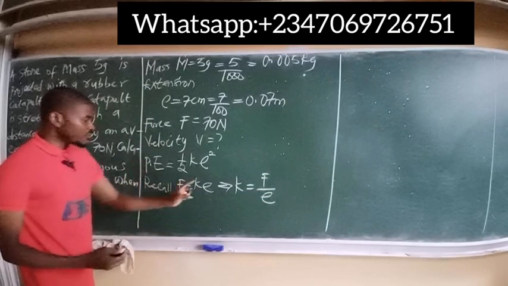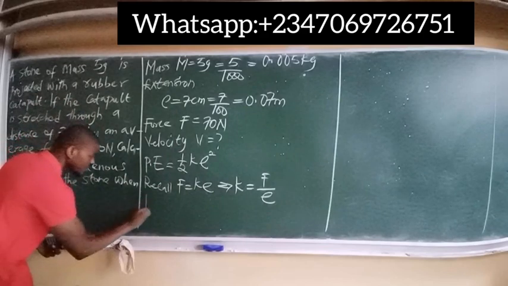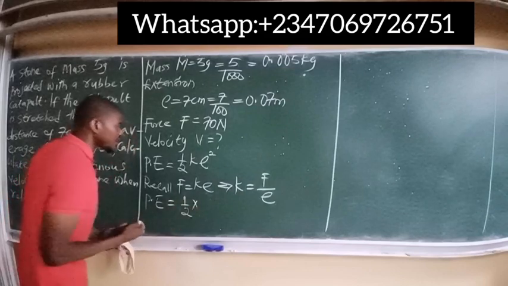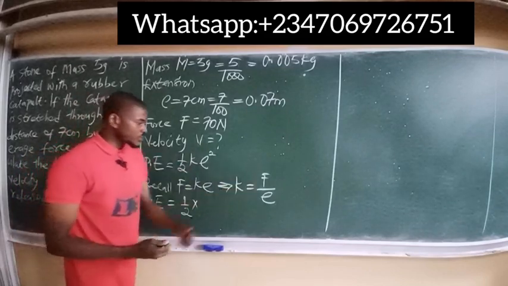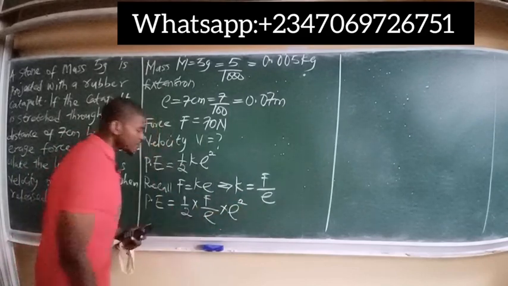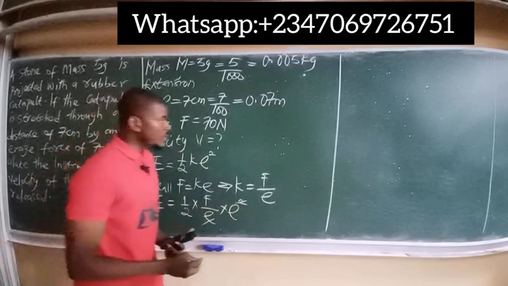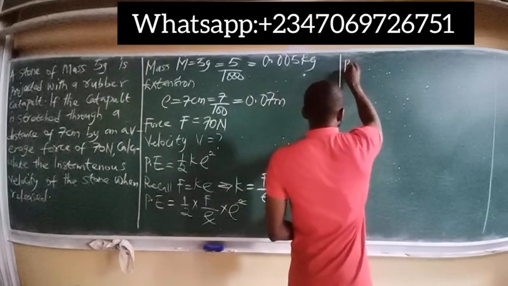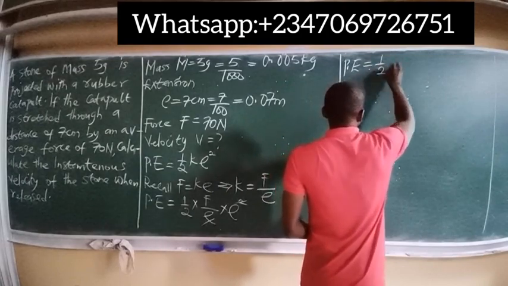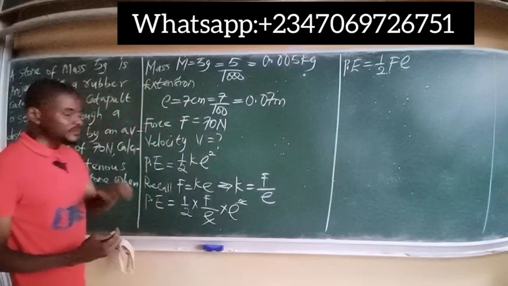If I substitute the value for the spring constant into the formula for elastic potential energy, I will have that potential energy is equal to 1 all over 2 multiplied by, in place of the spring constant, force all over extension, times extension squared. Notice now that extension can cancel one of these extensions. It now implies that the elastic potential energy is simply 1 all over 2 Fe. So this is another way to define the elastic potential energy.